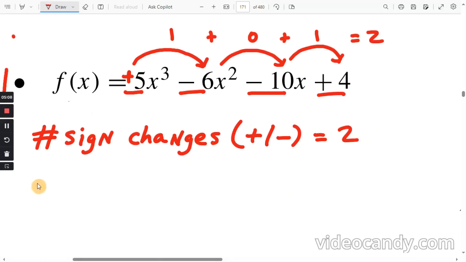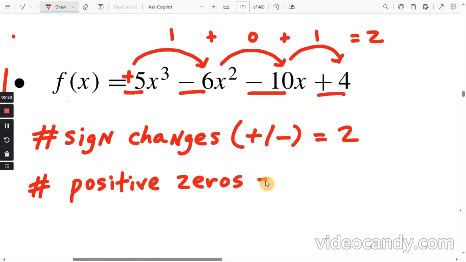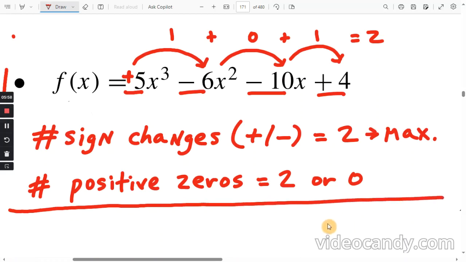Okay, and we said in the notes, the number of positive zeros is going to be 2 or 0. Okay, you subtract an even number from the maximum and count down. It can't be less than 0, so that's it. It's going to be 2 or 0. Whatever you get here is going to be the maximum number. That's your maximum, and then you start with that and count down by even numbers until you get to 0. So that's it for the positive zeros.